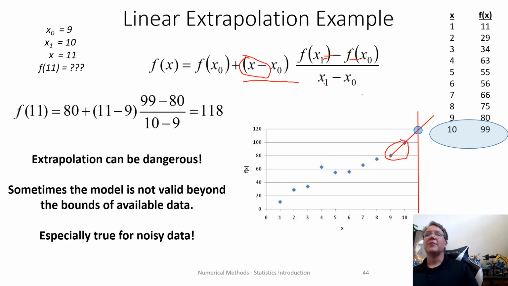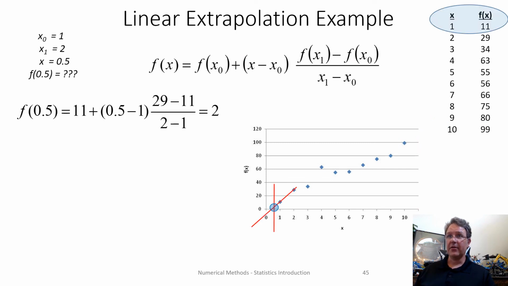But extrapolation can be very dangerous because your model is often not valid beyond the bounds of the data you have. It's especially bad for noisy data. So things can change if you extrapolate beyond 10. Maybe you have a phase change, maybe your patient dies, whatever. There are issues with extrapolation in many cases.